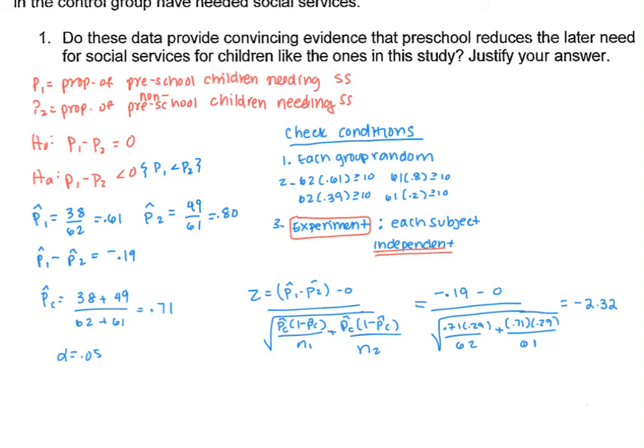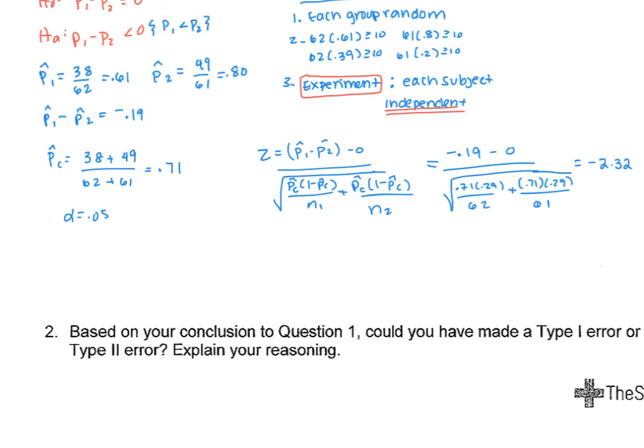our p-value. So let's draw a curve to get our p-value. So assuming there is no difference between the two proportions, we want to calculate the probability that our difference is negative 0.19 or higher. So our p-value is going to be normal CDF, negative infinity, negative 2.3201, and when you type that in the calculator, you get 0.01.